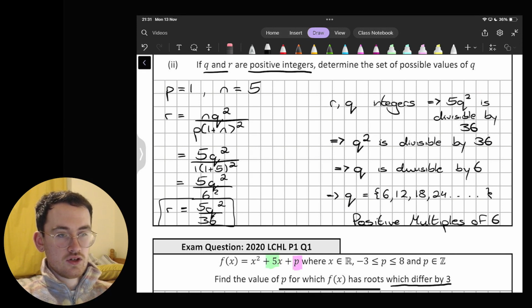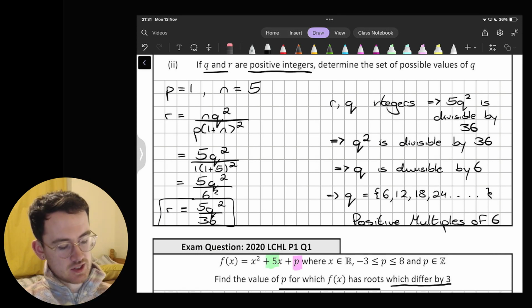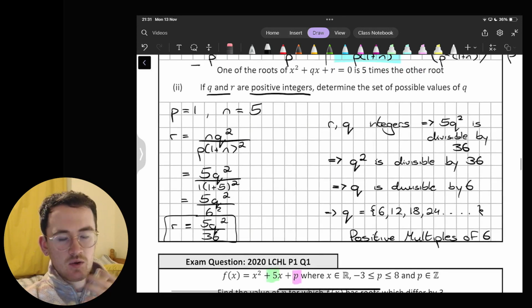Okay, so q squared has to be divisible by 36, so that means that q, of course, is divisible by 6. So whatever I square has to be divisible by 36, so whatever it is itself should be divisible by 6. So q is going to be positive multiples of 6, okay? That last part there, quite challenging, okay?